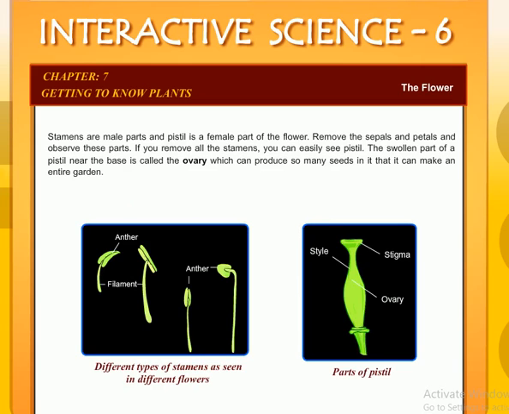Stamens are male parts and pistil is a female part of the flower. Remove the sepals and petals and observe these parts. If you remove all the stamens, you can easily see the pistil. The swollen part of a pistil near the base is called the ovary, which can produce so many seeds in it that it can make an entire garden.